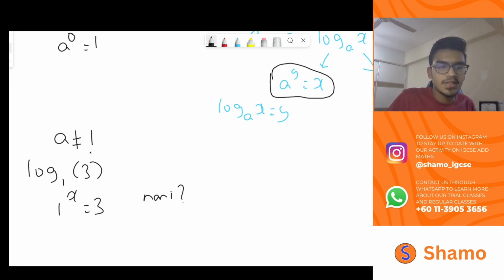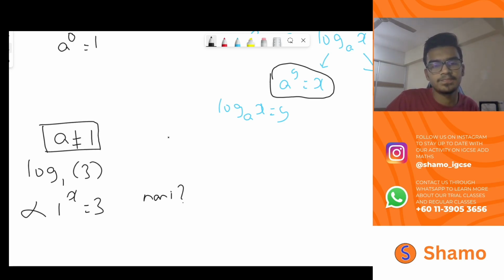So next time someone tells you, hey, the base can be 1, you know what to do? Just slap their face, okay? Because a cannot be 1. Because 1 to the power something is always 1. So 1 to the power x just can't be equal to 3. So this is one restriction, that a can never be equal to 1.